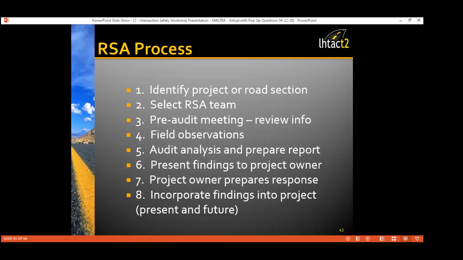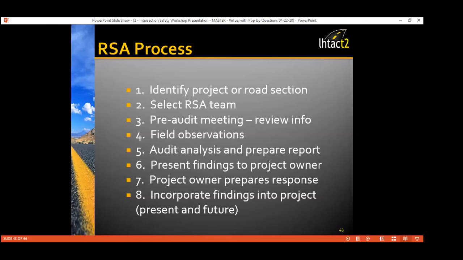There's a pre-audit meeting where you're going to review all this information, and a lot of the information we've gone through today would be reviewed. You're going to go to the field and look at it together. You'll do some kind of analysis and prepare a report for the agency owner. And then you'll present the findings to the owner, perhaps the director of the agency or their board of commissioners.